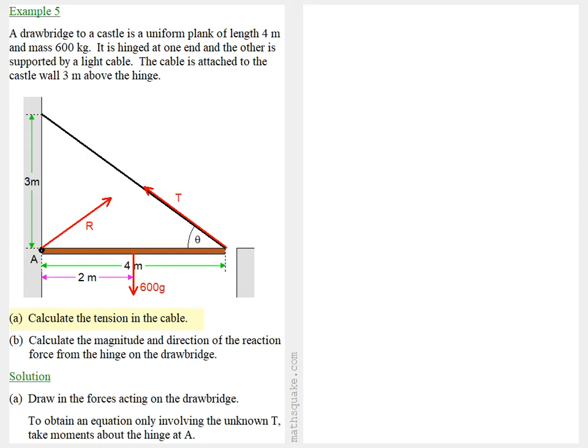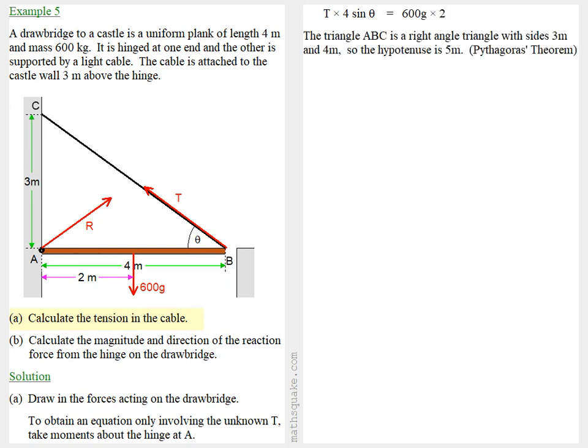Let the angle between the plank and the cable be theta. Taking the anti-clockwise turning moments about A, we get T times 4 sine theta, and that's equal to the clockwise turning moment, 600 G times 2. Now the triangle ABC is a right-angled triangle with sides 3 metres and 4 metres. So the hypotenuse is 5 metres. That's Pythagoras' theorem. So the sine of theta is 3 over 5, or 0.6.